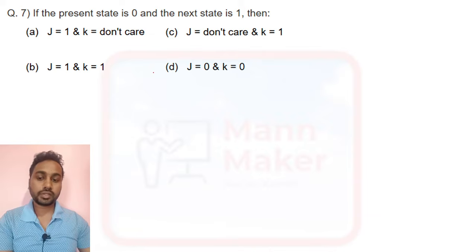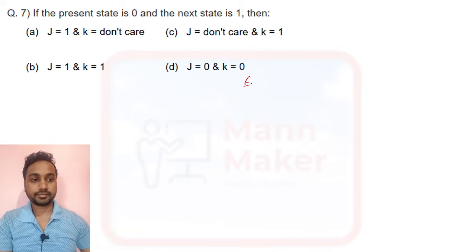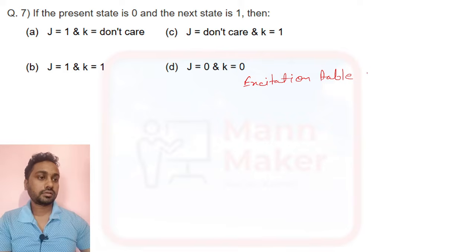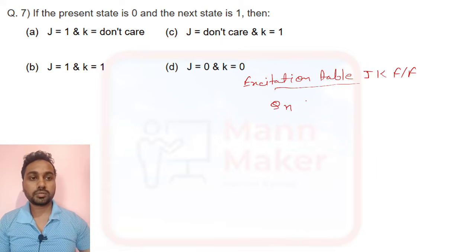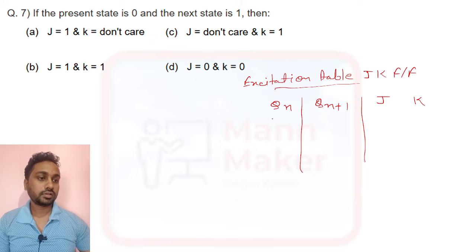It is given in an option, you can say it is JK flip-flop. So if you talk about the excitation table of JK flip-flop, then it will be Qn, that is your present state, and Qn plus 1, that is your next state. So for that, the condition for JK is what? So we have 00, 01, 10 and 11. Okay, for condition is there.